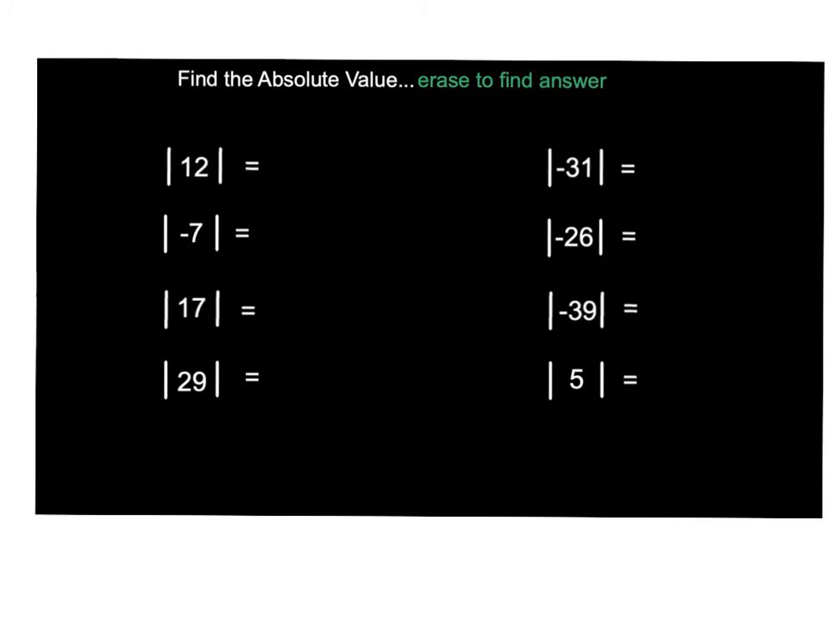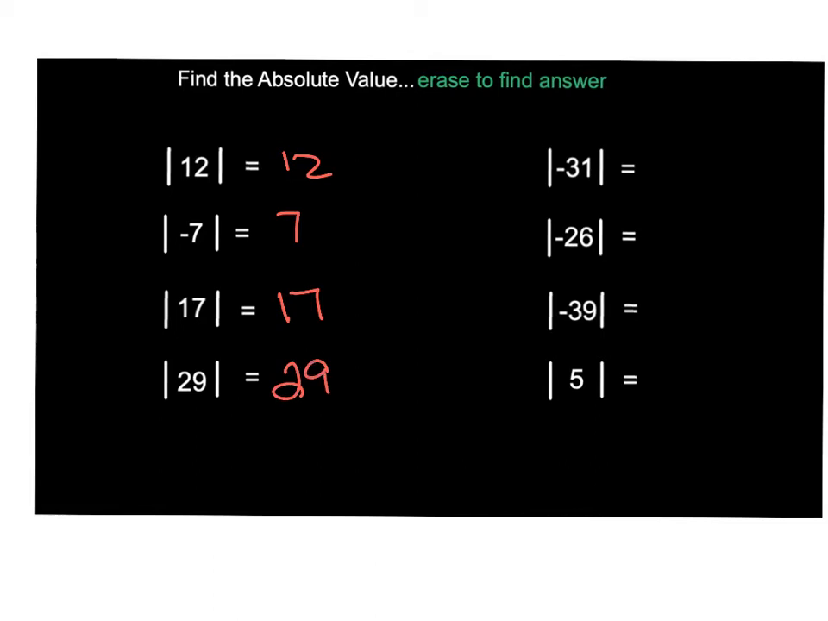First, let's talk about absolute value. Absolute value of 12 is 12. Absolute value of negative 7 is 7. Absolute value of 17 is 17. Absolute value of 29 is 29.